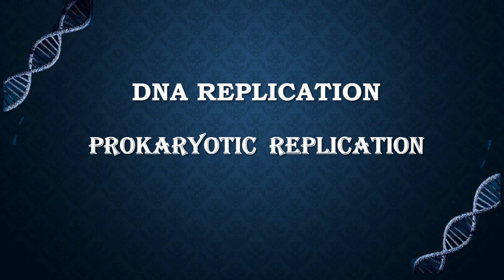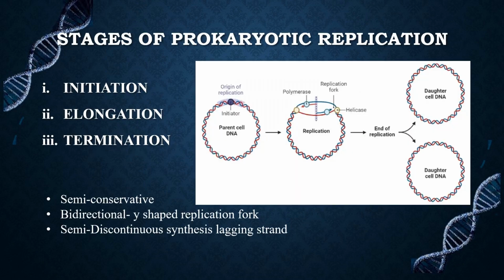This is the second part of DNA replication. Today we are dealing with the initial stage of prokaryotic replication. The replication process in eukaryotic and prokaryotic organisms shares a lot of similarity with a few differences. Here we discuss DNA replication in prokaryotes. Replication in prokaryotes as well as in eukaryotes is divided into three stages: initiation, elongation, and termination.